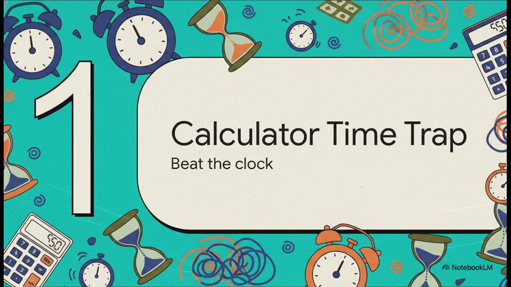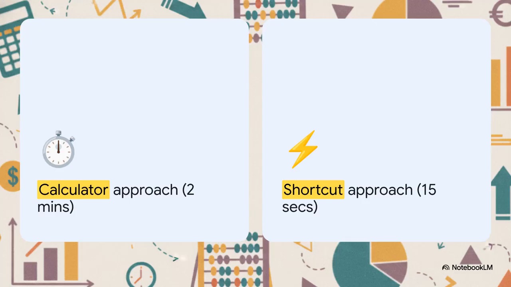Starting right off with Section 1, the calculator time trap. So, before we can actually get faster, we have to recognize the ultimate boss of competitive exams. And spoiler alert, it's not the math itself. It's running out of time. Just look at this stark contrast.